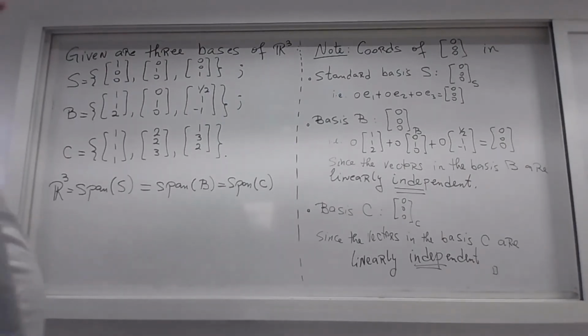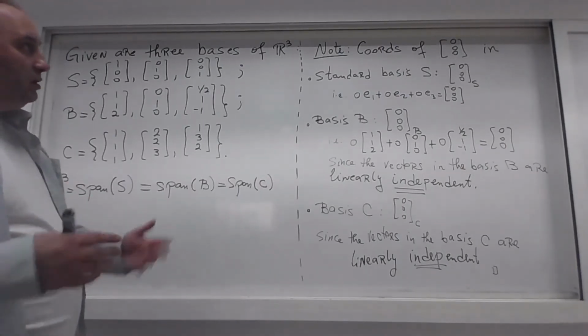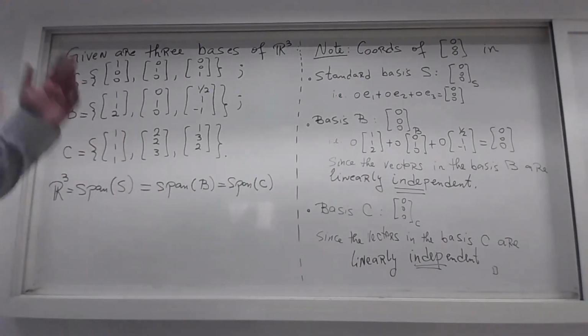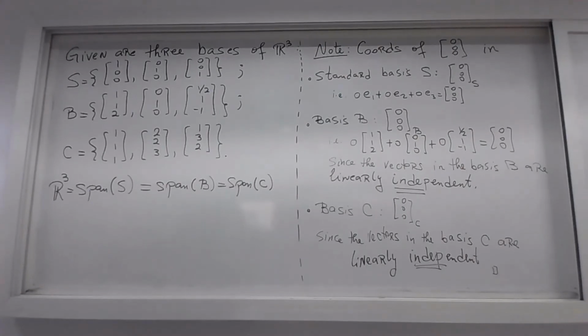So vector 0, its coordinates in any basis are all zeros. In R2, it would be 0, 0. In R3, it's 0, 0, 0. In R4, it's 0, 0, 0, 0. And in R75, well, you have 75 zeros.